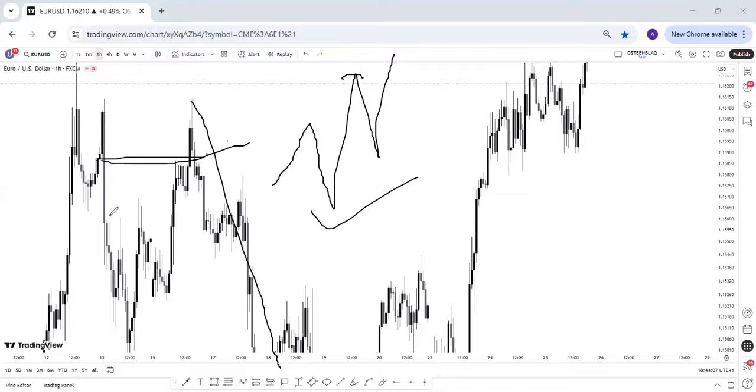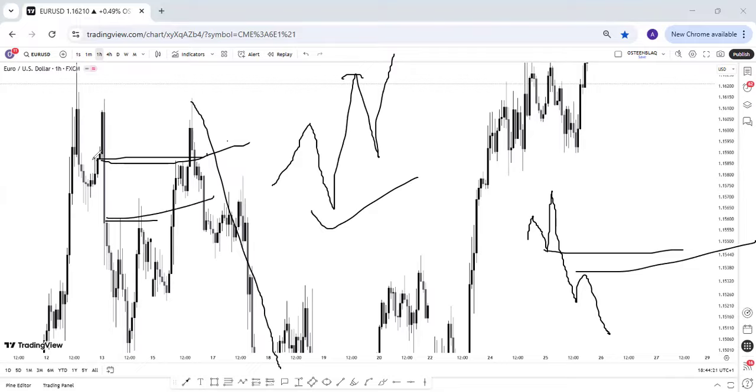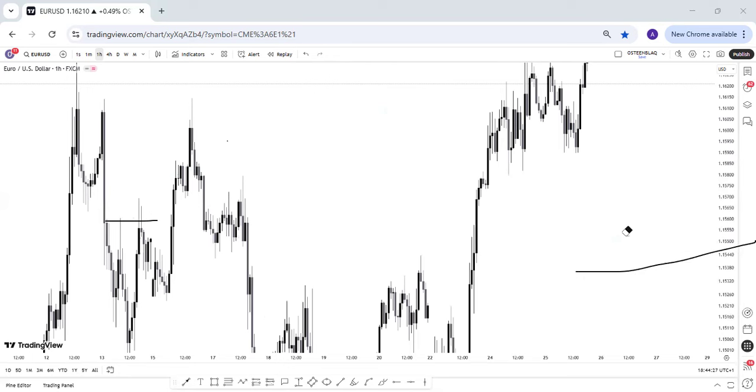And from here to this particular place can be represented as something like this, and something like this. So this and this is an unmitigation. This resistance was not used by price, and that is why we saw that price still came back to it.